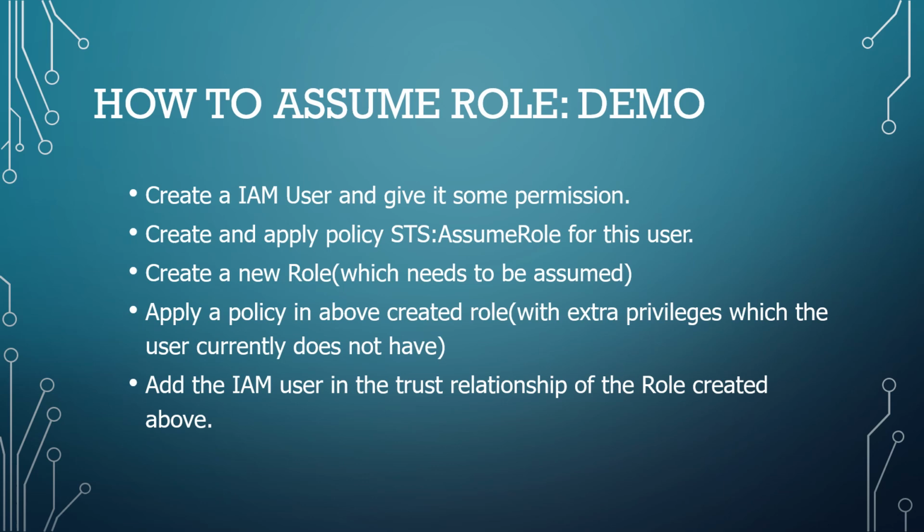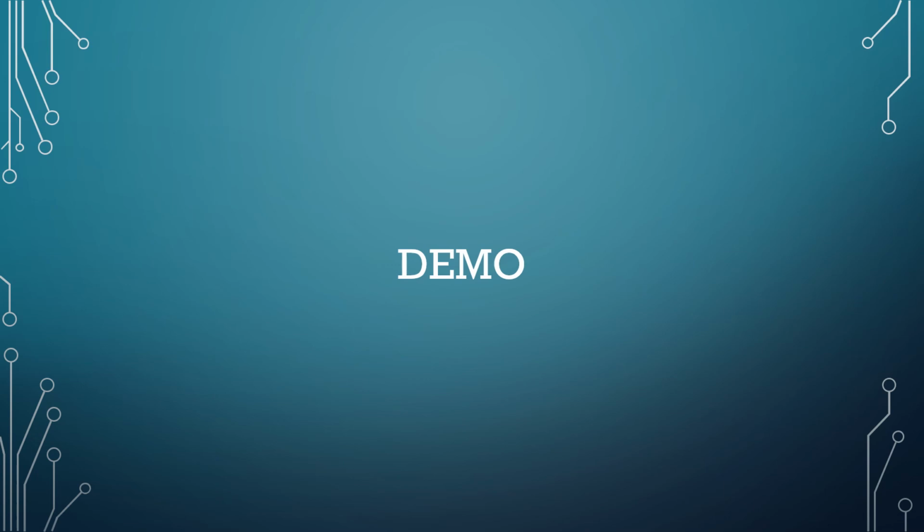Then we'll add a policy to this particular role with extra privileges so that we can verify that this policy is working. The privileges that the original user permission does not have, we'll give to this particular role. And finally, we'll add this IAM user in the trust relationship of the role that we have just created. That is how it will work. Let's go ahead and check the demo in the next lecture.